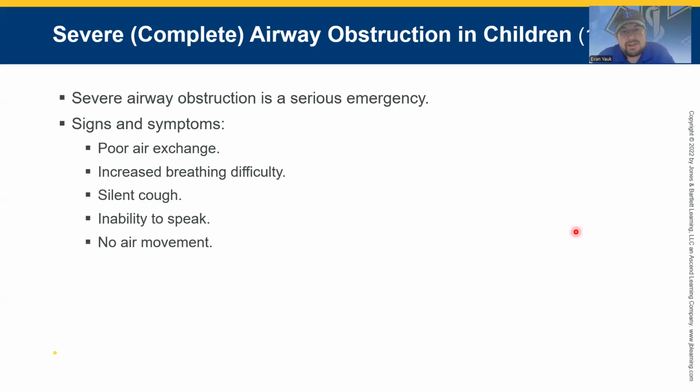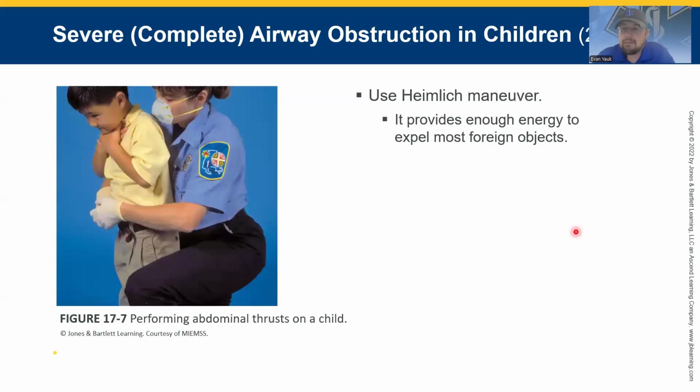Severe airway obstruction is a serious emergency. This is when there is absolutely no chance that they are moving air. You're probably starting to see cyanosis. Poor air exchange, increased breathing difficulties, might have a slight cough, I doubt it. Inability to speak and no air movement. Use the Heimlich or the abdominal thrust on these bigger kids. If they can stand and walk on their own and communicate, use the Heimlich maneuver or abdominal thrust. It provides enough energy to expel most foreign objects.